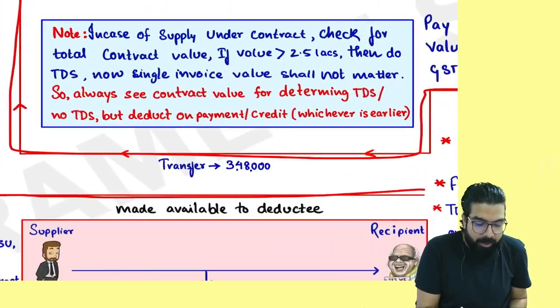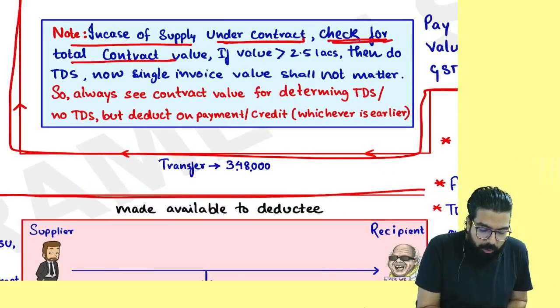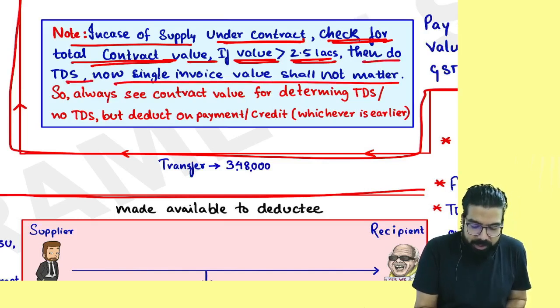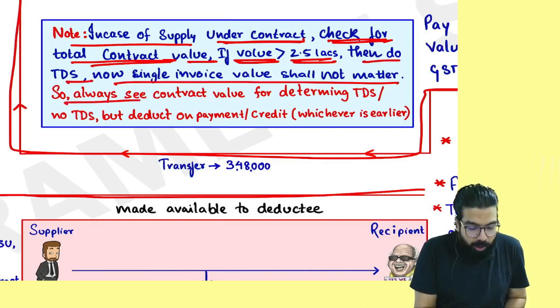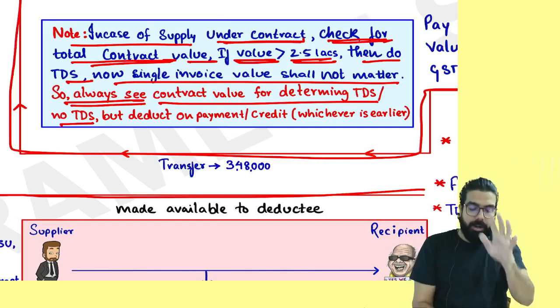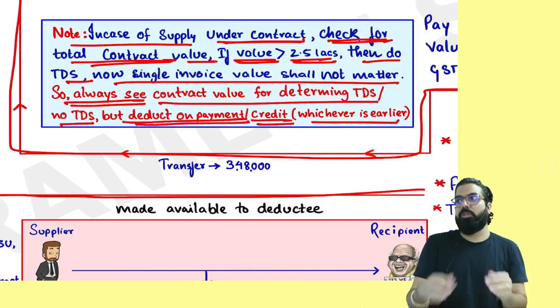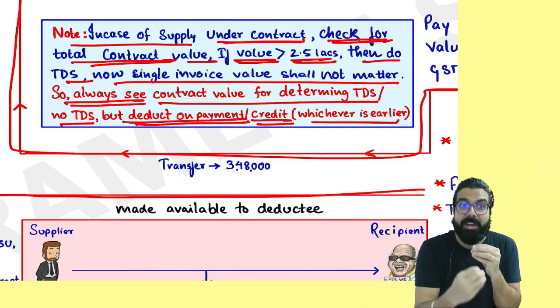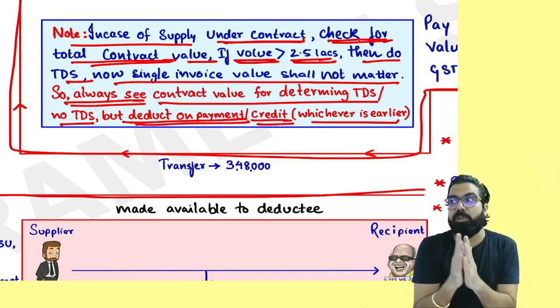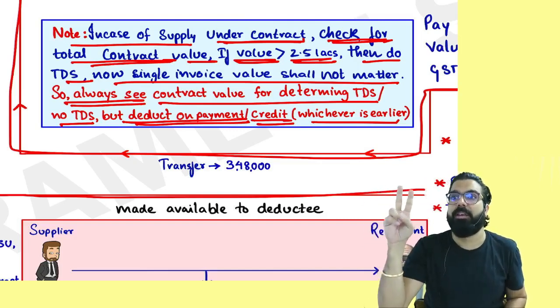See everyone over here. In case of supply under a contract, check for the total contract value. If the value is more than 2.5 lakh rupees, then TDS will be done. And now every single invoice value will not matter. Sir, always see contract value for determining TDS or no TDS. But deduct TDS on payment or credit, whichever is earlier. So whenever government department is paying you or creating a payable, that time also they should go ahead and deduct TDS. TDS is always on payment or credit, whichever is earlier.